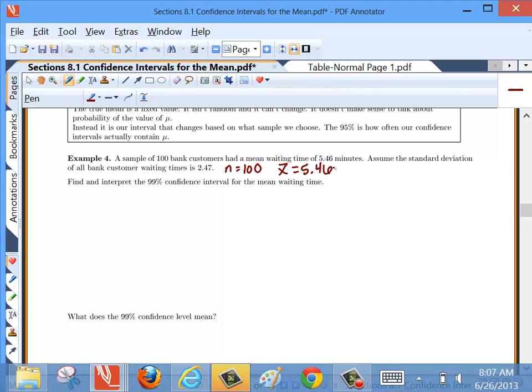Does that sound like a sample standard deviation or a population standard deviation? Population, where they said all. So that's the sigma equals 2.47.